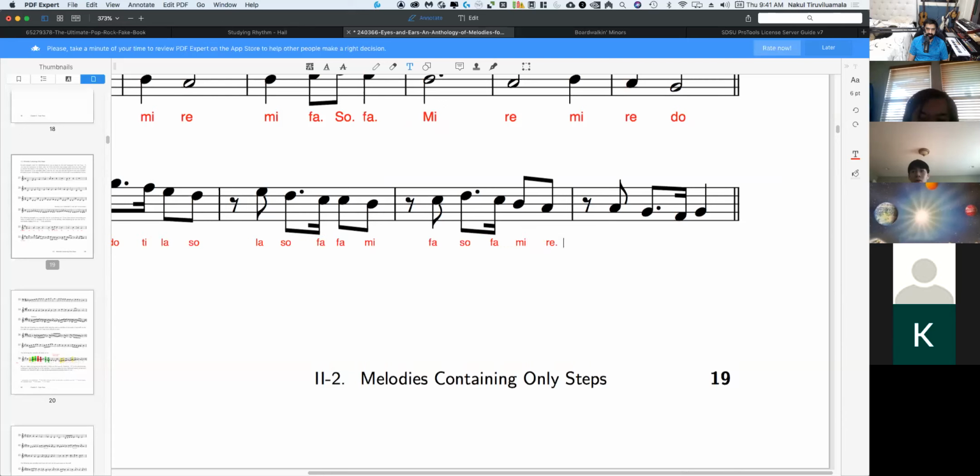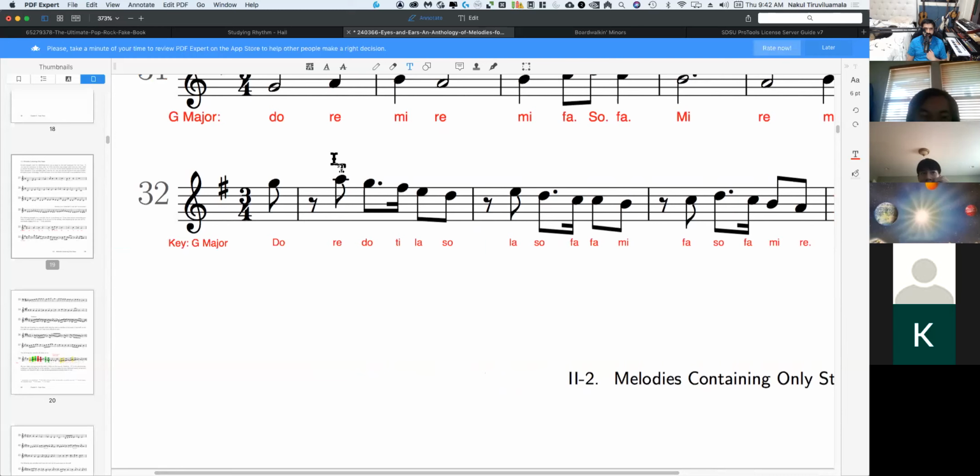Re. Do. Ti. Do. Very good. Okay, so as I told you, we're dealing with a stepwise melody, and hopefully you picked that up as you were figuring this out along with me.